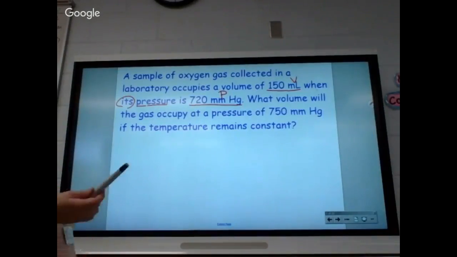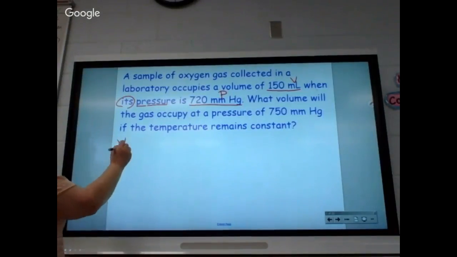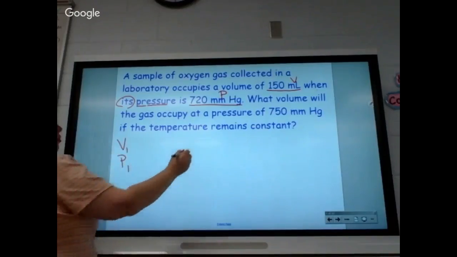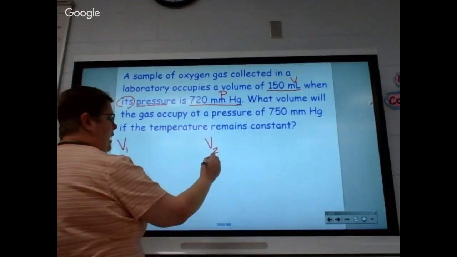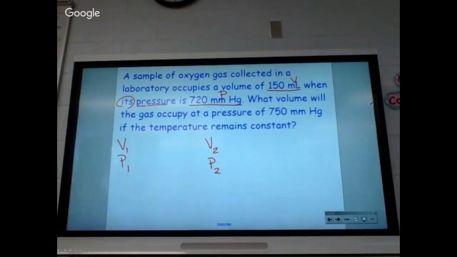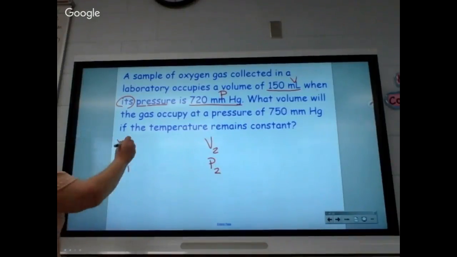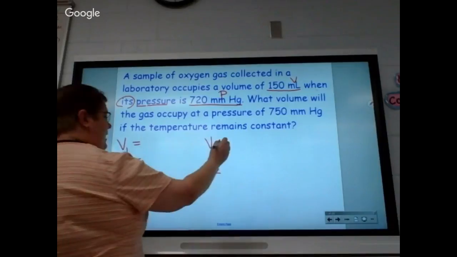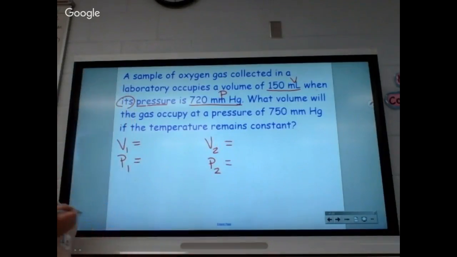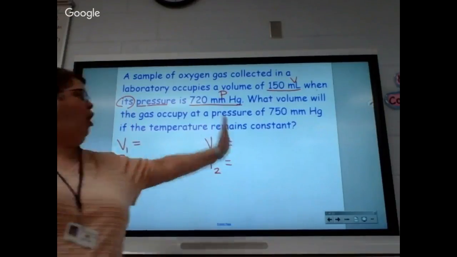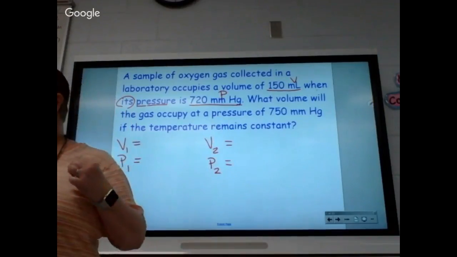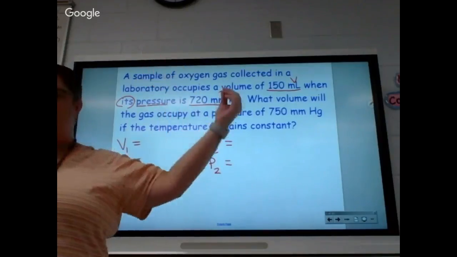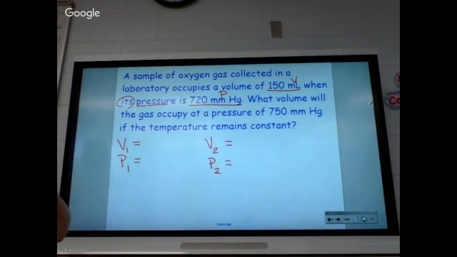It doesn't matter if you make them V1 and P1 or if you make them V2 and P2 as long as they're together. You with me, Marissa? You have zoned out. Come back or Jaden's going to be yelling at you that you're not listening. Okay? They just have to stay together because they're a couple or a pair. It doesn't matter which side they're on as long as they stay together. You see the way it reads? When 150 is with 720.